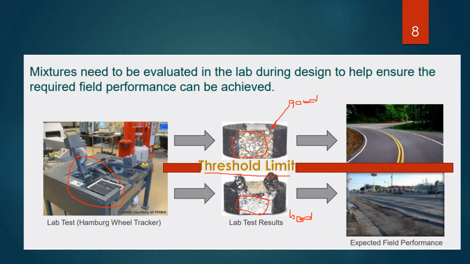But look here, big problems. If we exceeded the threshold and we start designing the pavement below the threshold value, we end up with roads like this. The problem with the Hamburg machine, and why we don't use it, is that it is a very expensive machine, and it takes a long time to perform the test.